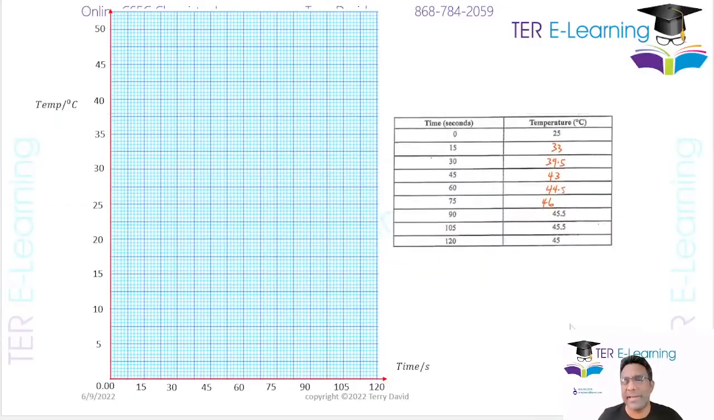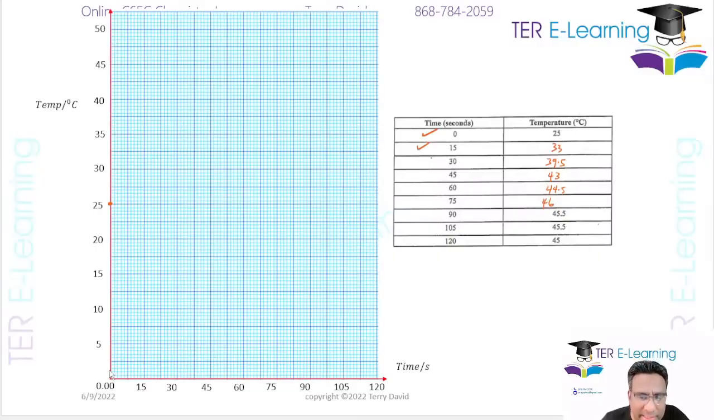Right, so this is my data here that I want to plot. They already labeled the axes for us. We have temperature against time, so no biggie. At 0, we're reading off the first one here. At 0, that corresponds to 25 degrees. So I'm going to put a pointer here. Next one is 15 against 33.